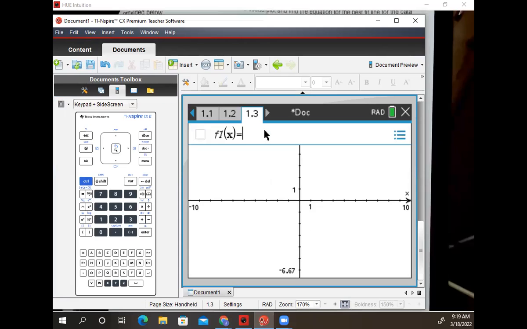And then I'm going to graph our model here. We had 1.05x minus 44.18. That was the model that we wrote down from part A. I can't see anything on here. Why not? Yeah, I need to adjust my zoom.